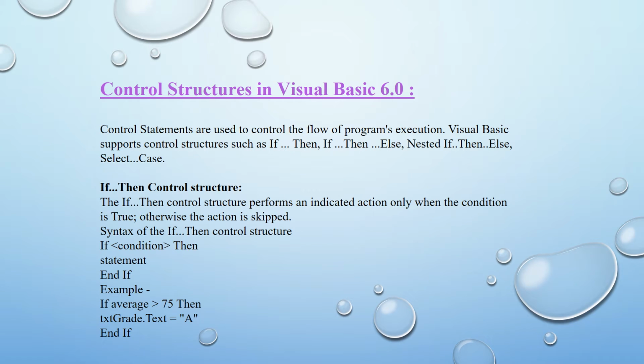Hello everyone. Today we are going to discuss the control structures in Visual Basic 6.0. Control statements are used to control the flow of a program's execution. Visual Basic supports control structures such as: first, If Then; second, If Then Else; third, Nested If Then Else; and last, Select Case.